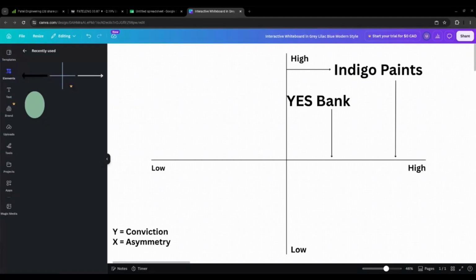Let me show you two of my current positions and where they sit on the grid, without revealing exact sizes but showing relative positioning that shapes the allocation decision.